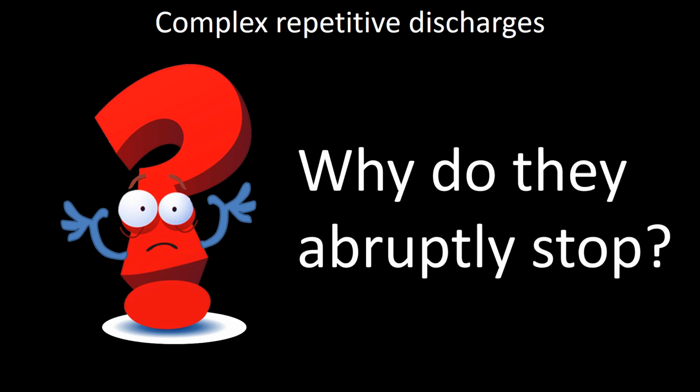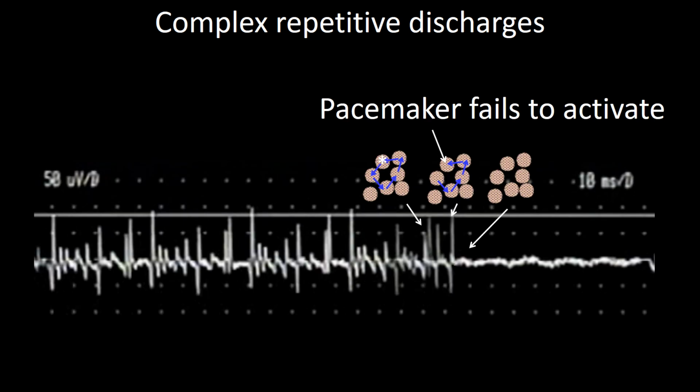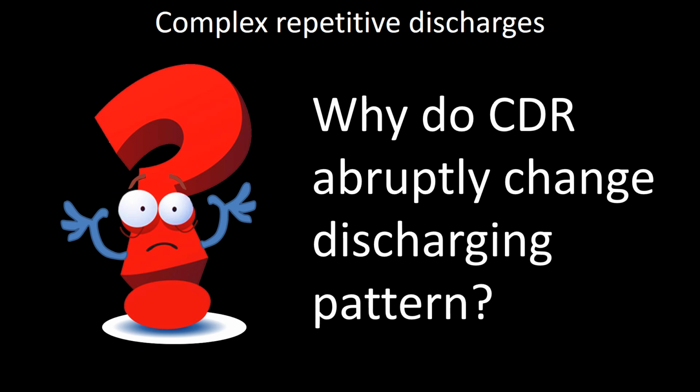Why do complex repetitive discharges stop abruptly? The currently accepted answer is that the pacemaker muscle fiber fails to initiate an action potential, either because of ionic changes or a block. Why do complex repetitive discharges abruptly change discharging pattern?